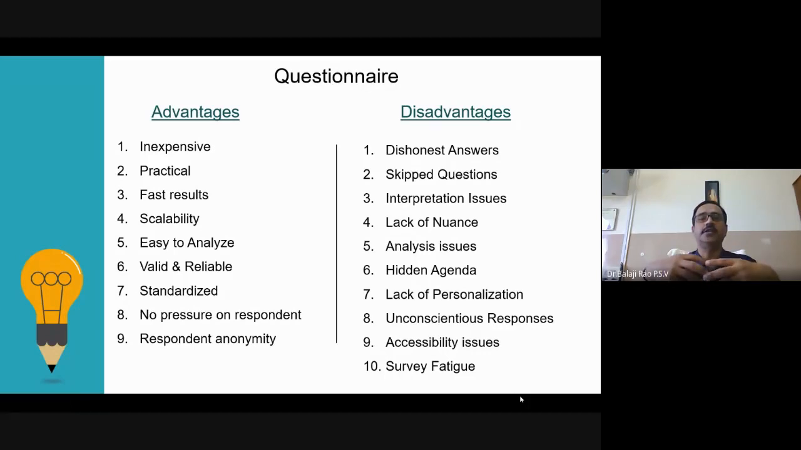And see, there need not be a kind of accountability or responsibility among the respondents while answering. Just as we put an obligation on them, they tick all the questions without reading the items at all, and the responses come out in a different way. And also at times, unconscious responses, and then accessibility issues.